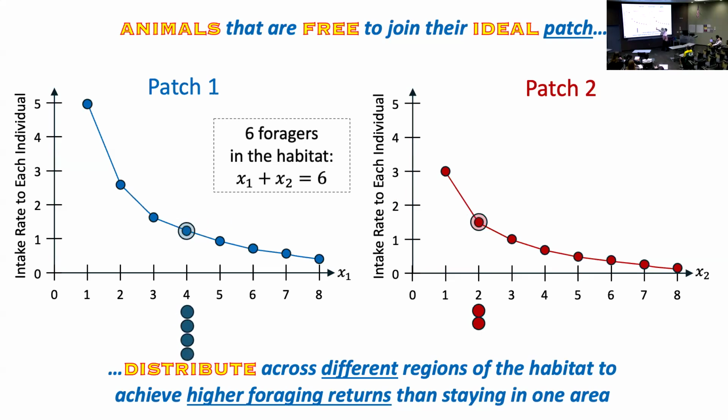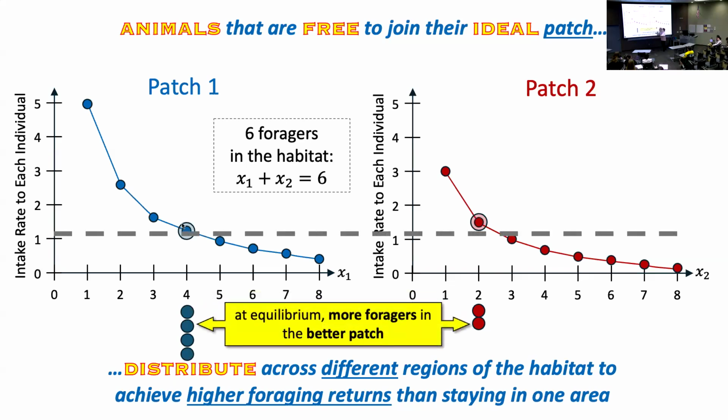And you can imagine, I could have made this much higher quality. I could have made this 10 breadcrumbs a minute and 2 breadcrumbs a minute, and this effect would be even stronger. So the point here is that patch 1 is almost 2 times better than patch 2, and at equilibrium, we got roughly twice the number of ducks at patch 1 that we did at patch 2. And they all end up having roughly the same intake rate. So even though patch 1 is higher quality, every duck in the pond is getting the same intake rate.